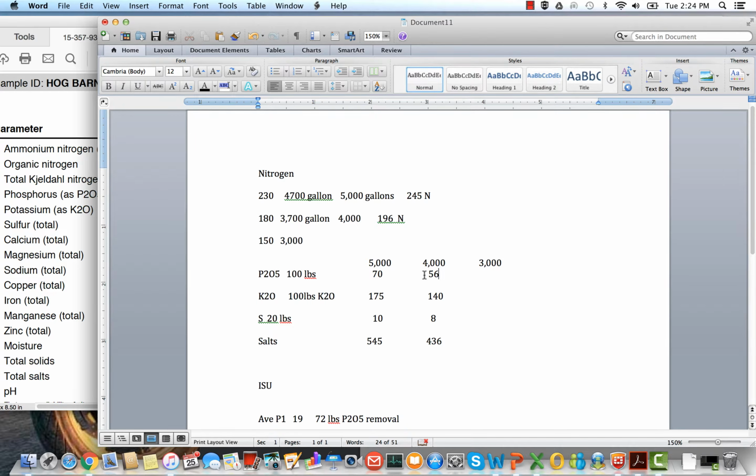Or you could say, you know what, I want to build and I want to follow that Midwest Labs rec for the 100 pounds P2O5, so you need to come back and add another basically 50 pounds P2O5 through a dry spread. 100 pounds of MAP would get you there.